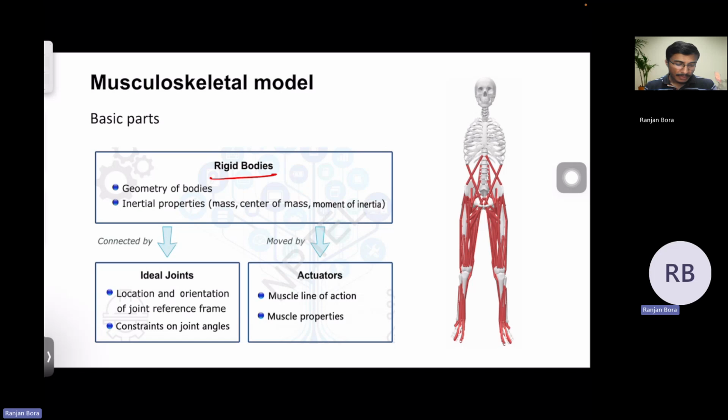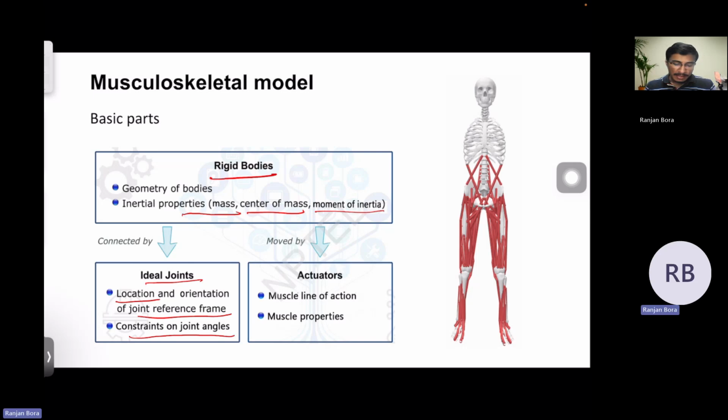One is the rigid bodies, in which we represent the bones as a rigid body, and we give the inertial properties for the bones, which are mass, center of mass, and moment of inertia. And these rigid bodies are connected by the ideal joints, which are different joints which are present in our body. For example, knee joint, hip joint, then elbow joint, ankle joint. And these joints are defined using the location and orientation of the joint reference frame. And they are constrained by some joint angles.